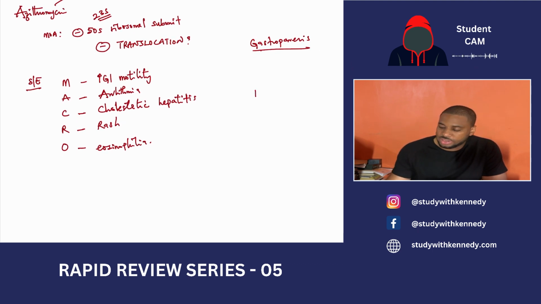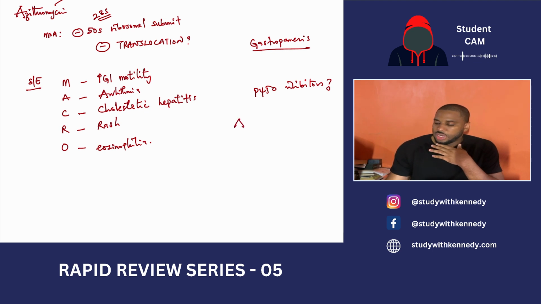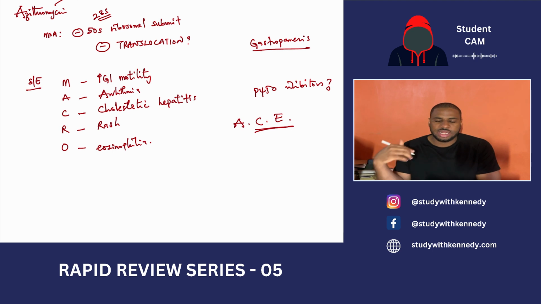Which of your macrolides are P450 inhibitors? Erythromycin. If you organize them, azithromycin, clarithromycin, erythromycin, remember that the last two are the P450 inhibitors. So clarithromycin and erythromycin are P450 inhibitors. Do you get them?